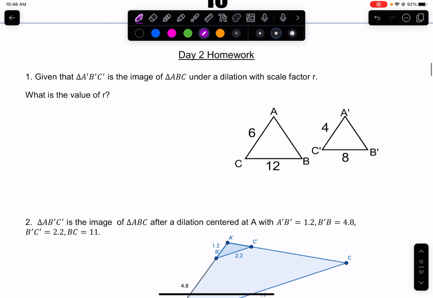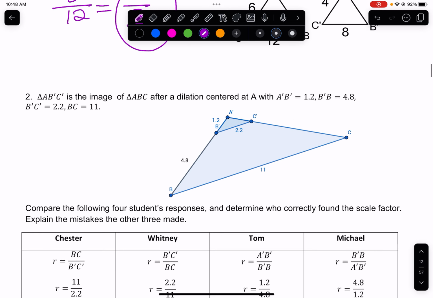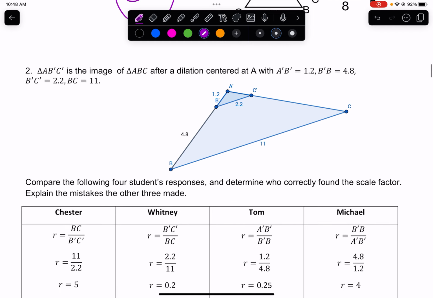So if we look at your homework, so this is our new, original. If I'm looking for a scale factor, 8 over 12. Simplify, divide both by 4, we get 2/3. Triangle ABC.